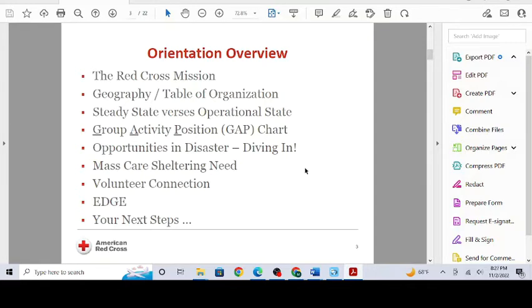And then we'll talk about the volunteer connection, which will be your website to access volunteer resources that's connected to the American Red Cross. We are going to look at two different features. We're going to look at how to enter your hours and the EDGE system. And then we'll finish off the presentation by describing our next steps.